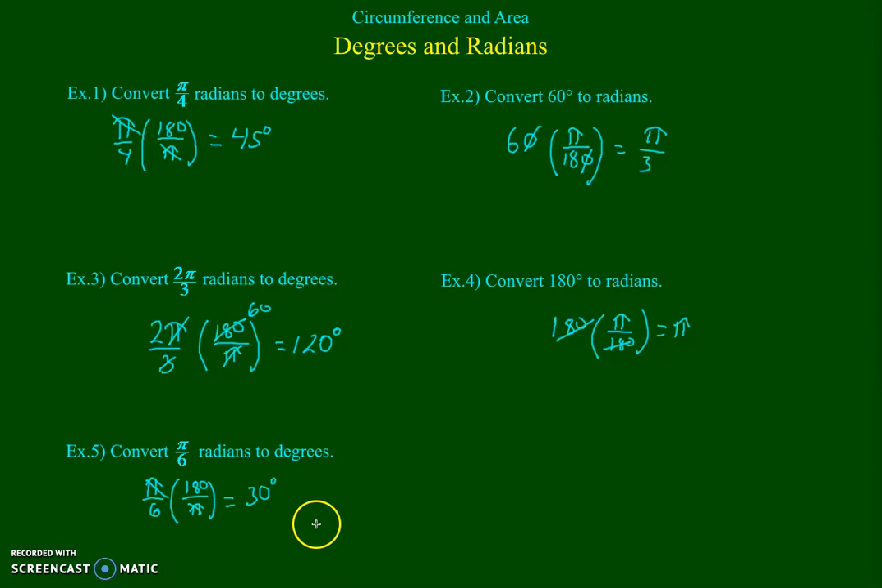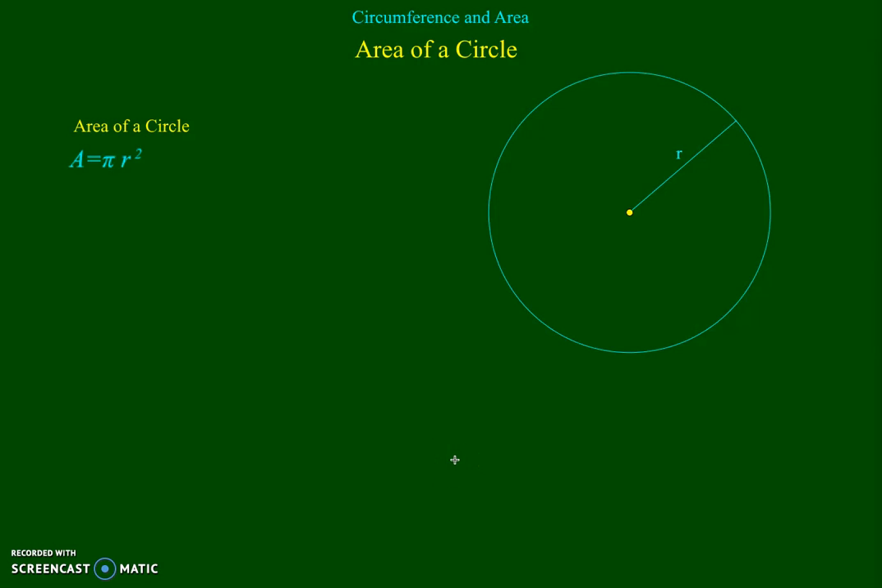So now let's move on to the next topic, which is going to be area of a circle. Now I'm sure you've worked with area of a circle before. The area of a circle is the amount of surface covered by a circle. And here we have a circle with a radius r. And the formula is fairly straightforward. Area is pi times the radius squared.